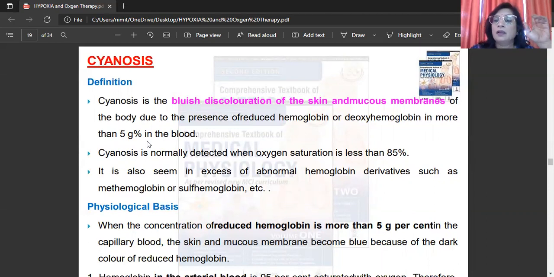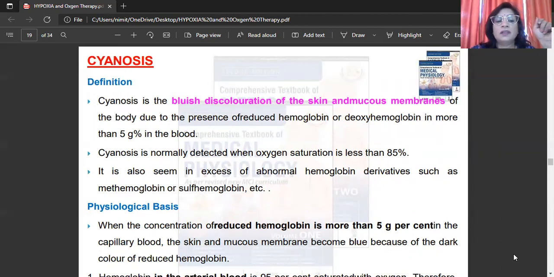How much will we get clinically? More than 5 gram percent in the blood. Cyanosis is normally detected when oxygen saturation is less than 85%. It is also seen in excess of abnormal hemoglobin derivatives such as methemoglobin or sulfohemoglobin.